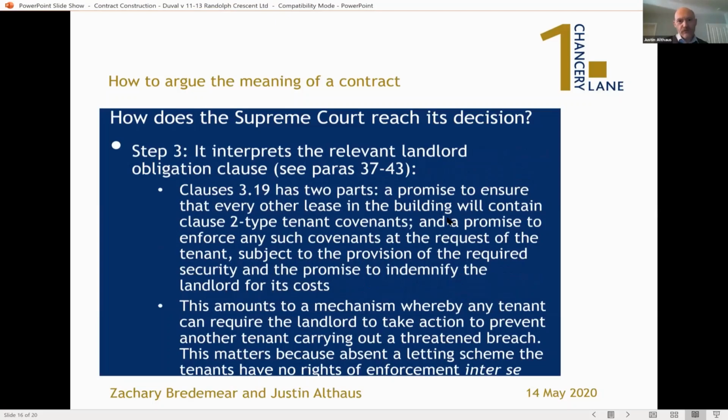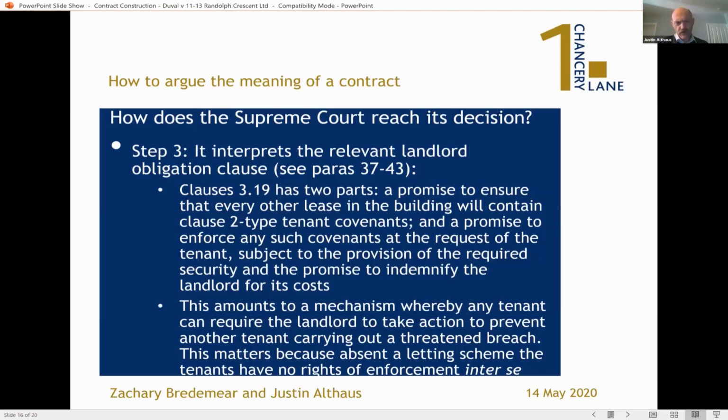Step 3, the Supreme Court then went on to interpret the relevant landlord obligation clause, which was clause 3.19. It pointed out that it's in 2 parts. There's a promise to ensure that every other lease in the building will contain the clause 2 type tenant covenants. That's the first part. And secondly, there's a promise to enforce any such covenants at the request of the tenant, subject to the provision of the security and the promise to indemnify the landlord for its costs.